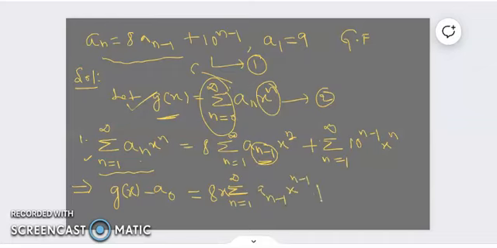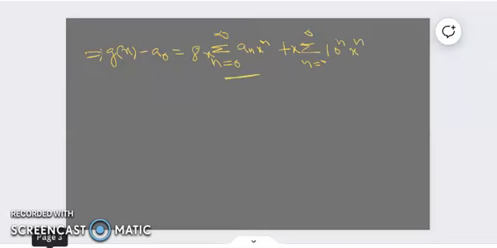Similarly here n minus 1 is there, but here n is there. So to convert n as n minus 1, we multiply x and divide x. n equals to 1 to infinity 10 power n minus 1 into x power n minus 1. Okay.